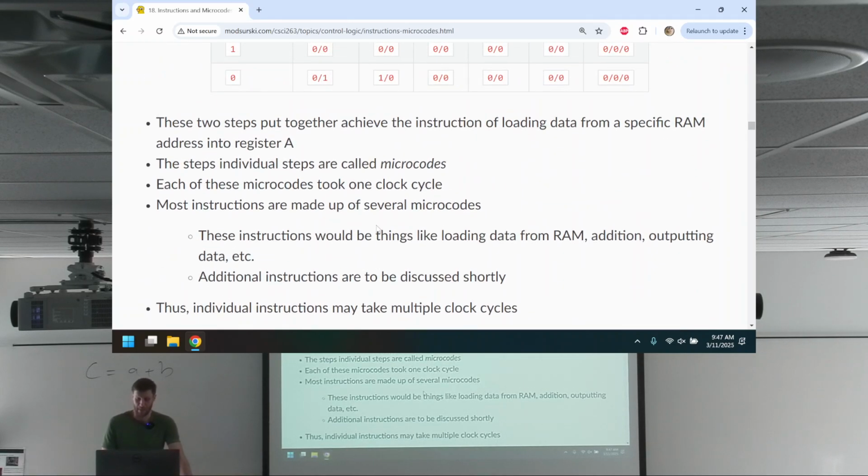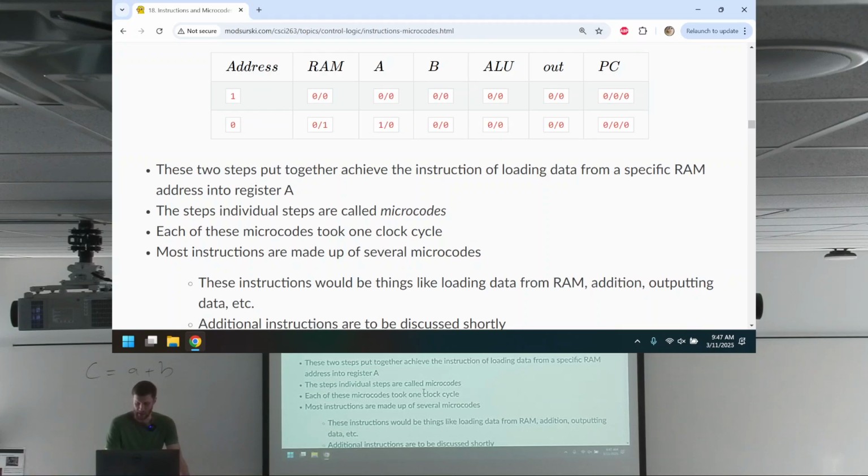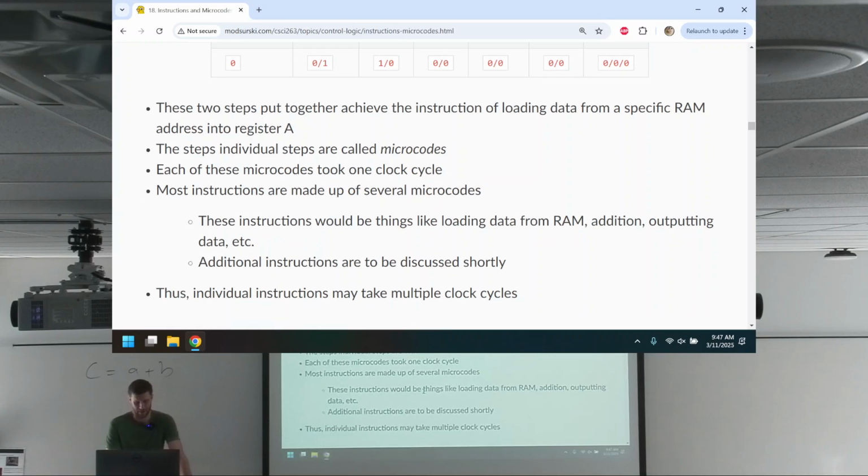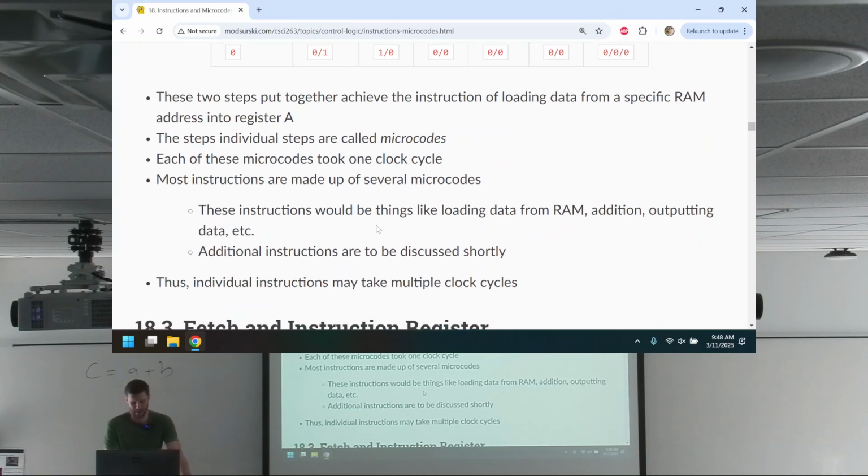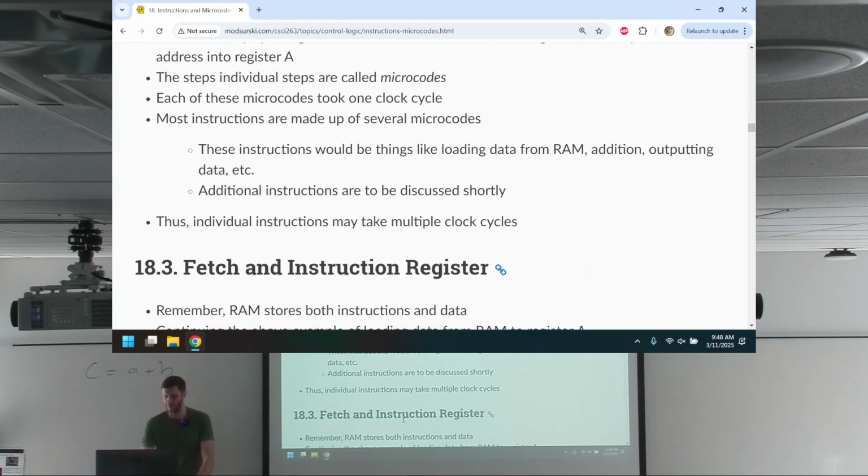Okay, so these two steps put together achieve the instruction of loading the data from a specific RAM address into register A. The individual steps are called microcodes. Each of these microcodes takes one clock cycle. Thus, individual instructions may take multiple clock cycles.